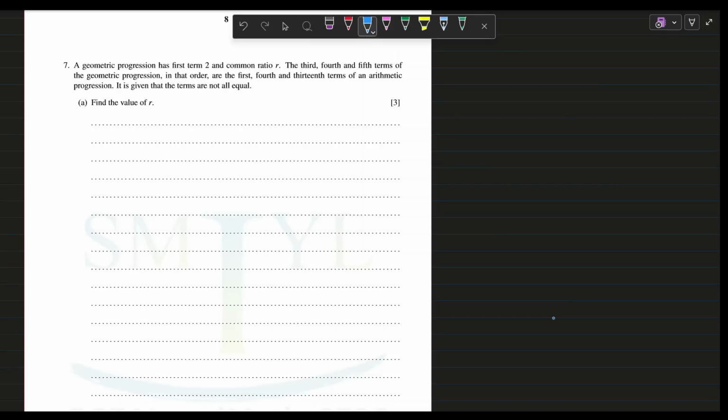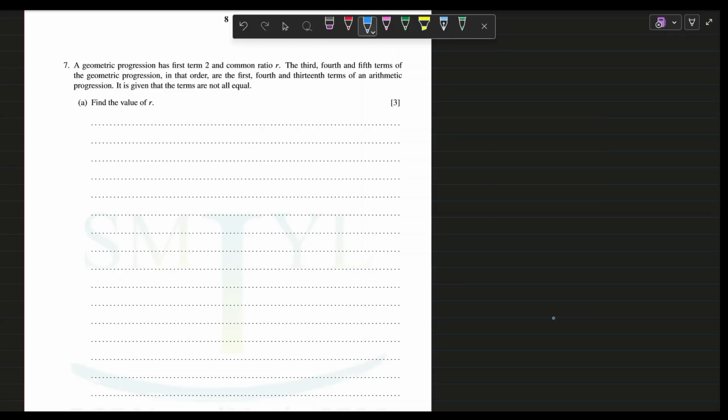Number 7. A geometric progression has first term 2 and common ratio r. The third, fourth, and fifth terms of the GP in that order are the first, fourth, and 13th terms of an AP. It is given that the terms are not all equal. Part A, find the value of r.